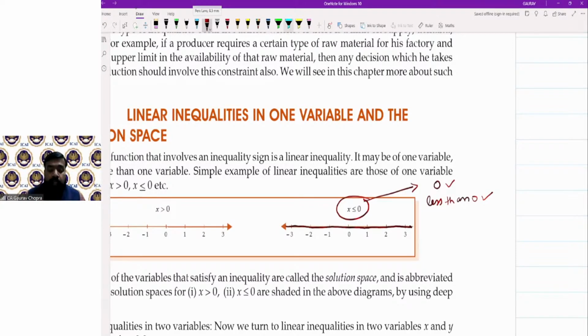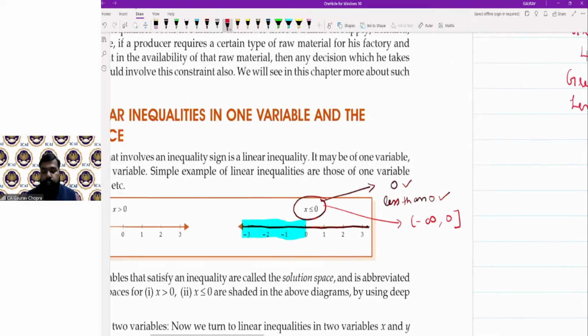So how to mark this area? We have to shade from 0 till less than 0, that means up to infinity. So whenever this is written, it means from minus infinity to 0. Minus infinity to 0. Okay. Now there are some notations here. What are those notations?